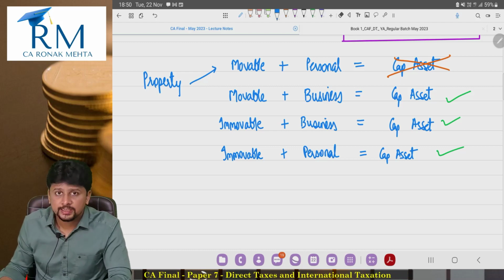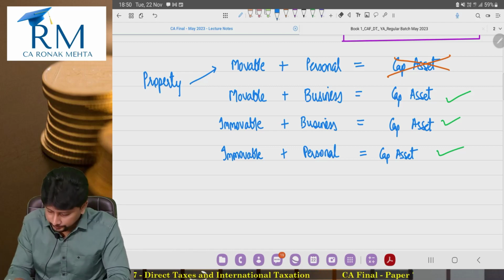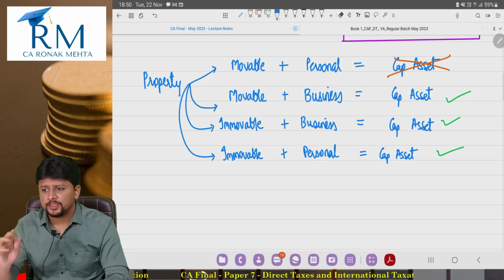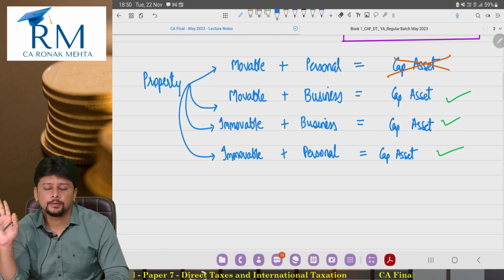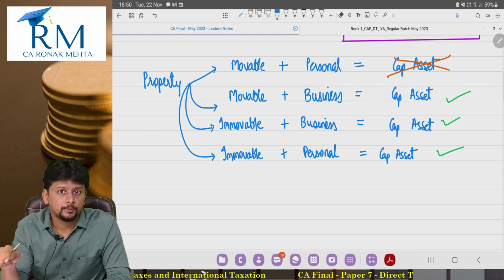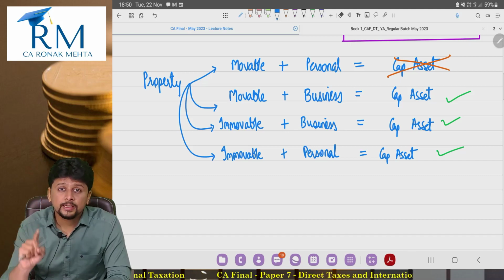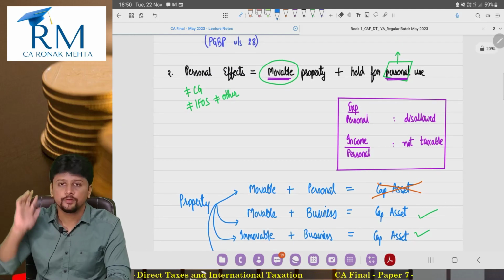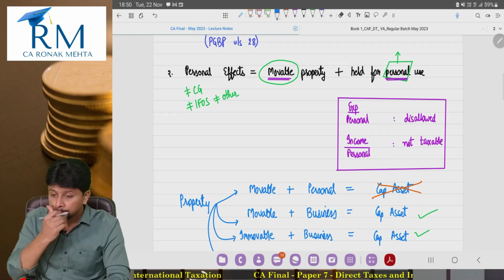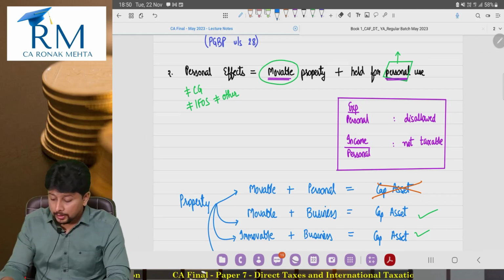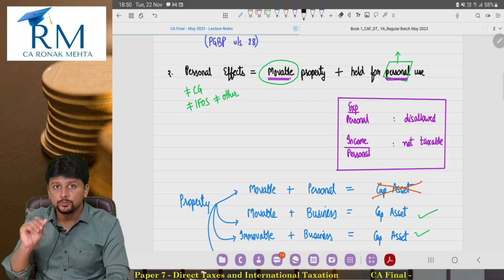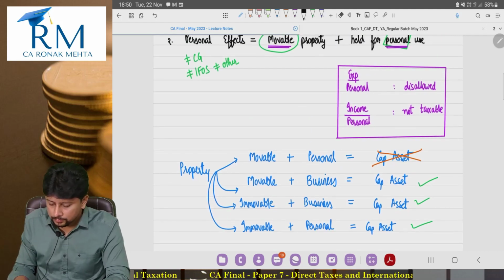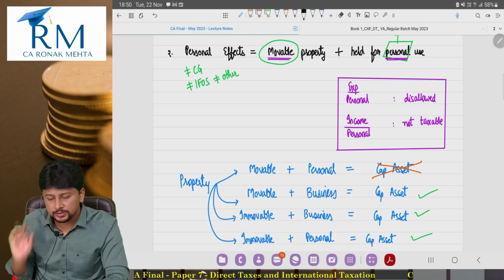The definition of capital asset says personal effects are not a capital asset. So if you have something immovable, whether held for business use or personal use, it is always a capital asset. If you have something movable and that movable thing is held for personal use, only then it is a personal effect. Only then it is an exception to the definition of capital asset. Okay. Now, this much seems to be clear. Here, the government has put up a small twist. Government says, okay, basic definition, personal effects, movable property held for personal use.